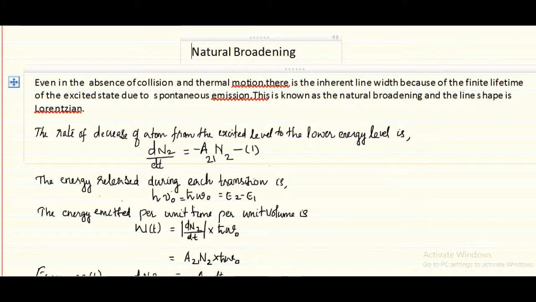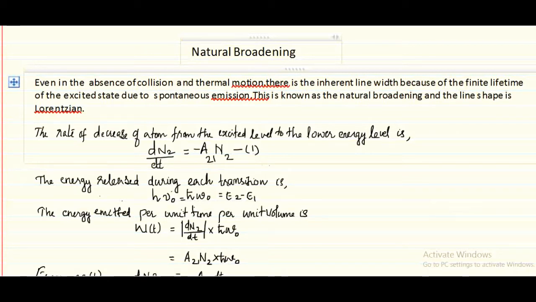Let us first discuss natural broadening. Even in the absence of collision and thermal motion, there is an inherent line width because of the finite lifetime of the excited state due to spontaneous emission. This is known as natural broadening and the line shape is a Lorentzian. So let us consider an excited atom. An excited atom can emit its energy in the form of spontaneous emission.